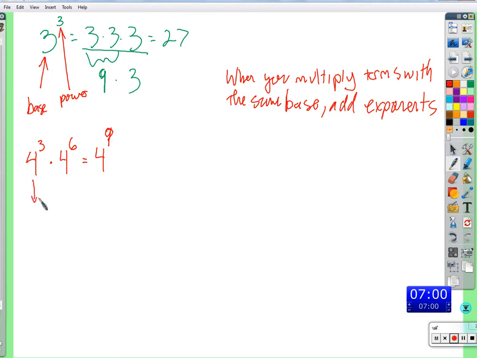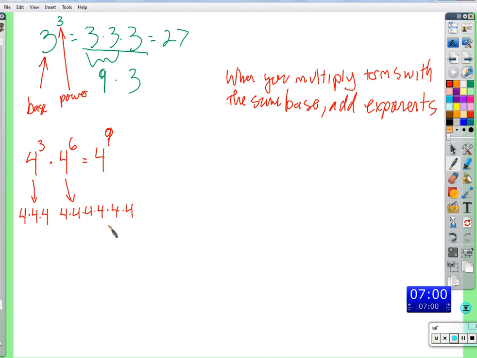So this 4 to the 3rd, what does that mean? What is it telling you to do? 4 times 4 times 4. And what does 4 to the 6th mean? 4 times 4 times 4 times 4 times 4 times 4. Okay, 6 of those. All right. So this is what 4 to the 3rd is, and this is what 4 to the 6th is.